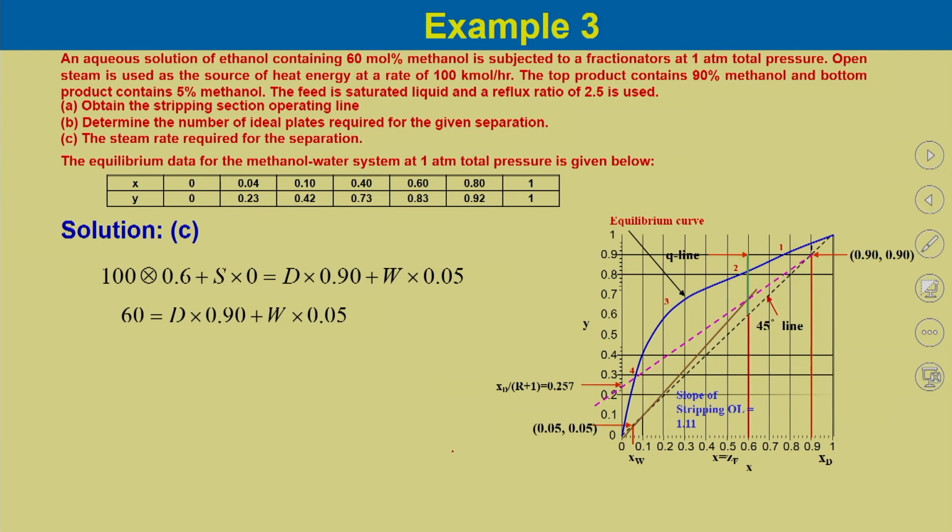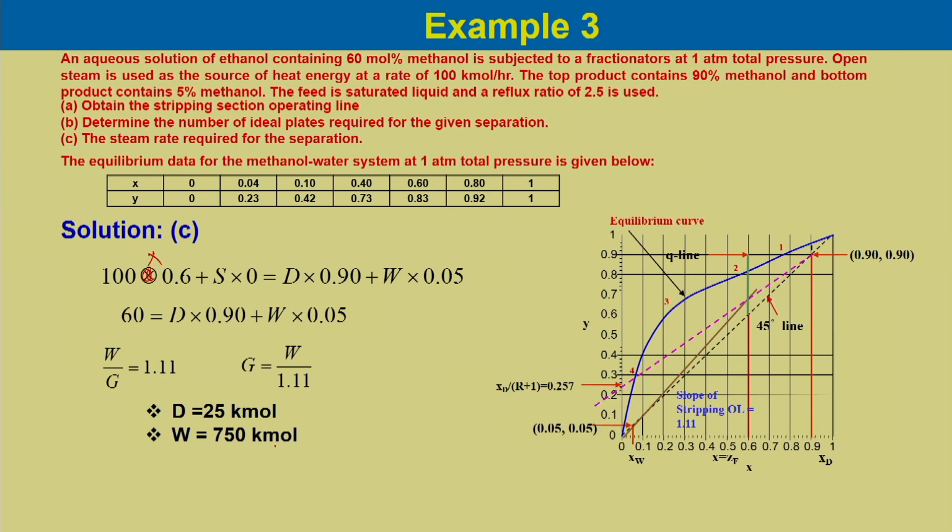So from here, 60 would be equal to D times 0.9 plus W times 0.05. From here, W by G would be 1.11, so G would be W by 1.11. We can calculate D as 25 kilomole and W as 750 kilomole. So G would be equal to 750 kilomole per hour divided by 1.11, which is 675 kilomole per hour. That is 12150 kg steam per hour.